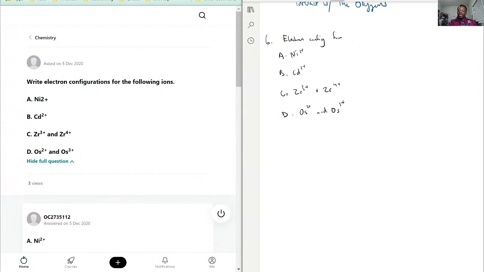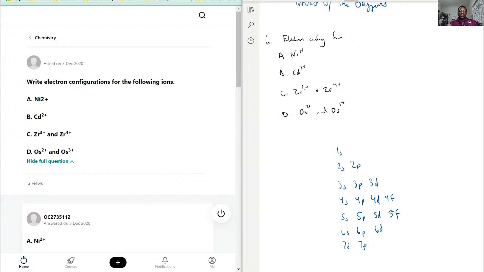So let's start with the nickel first, but first let's just write out our whole Aufbau principle. We have 1s, 2s, 3s, 4s, 5s, 6s, 7s, 2p, 3p, 4p, 5p, 6p, 7p, and then 3d, 4d, 5d, 6d, and then 4f, 5f.